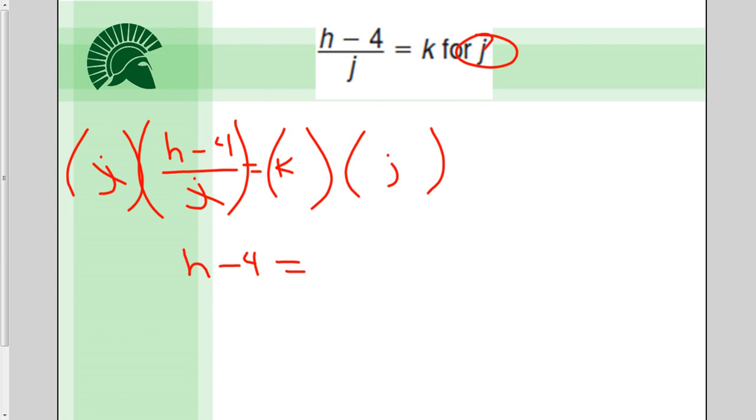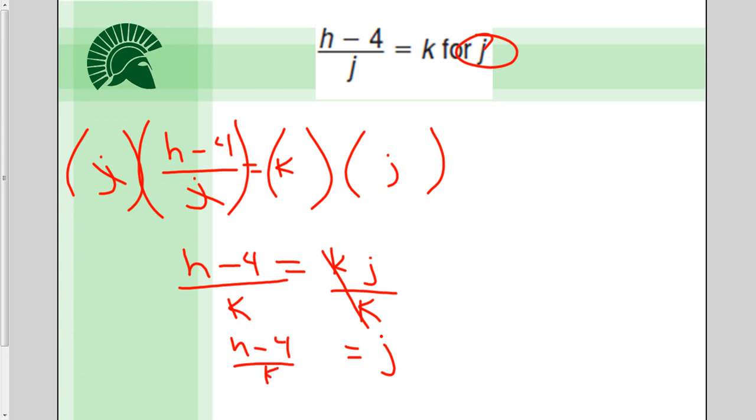That should be equal to K times J. And therefore, I'm going to divide by K on both sides. Everything on both sides must be divided by K, so I can get a positive variable with a coefficient of 1 that is a whole number. And that gives me H minus 4 over K, all of that over K, is equal to J. Remember, when we do something to one side, we must do it to everything on both sides.